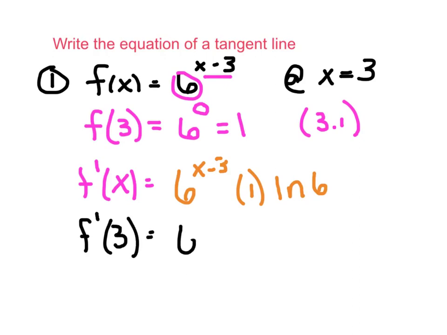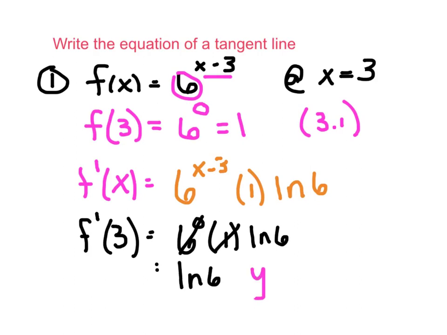So I get 6 to the 0 times 1 times the ln of 6. And of course, 6 to the 0 is 1 times 1. I just get the ln of 6. Putting it all together, it looks like my equation is y minus 1 equals the ln of 6, times x minus 3. And again, I don't know the ln of 6. We're just going to leave it there and say we're good to go.